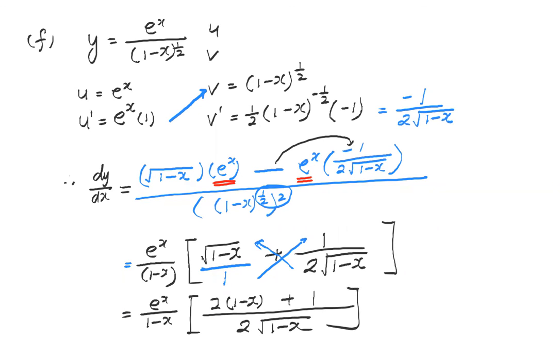So done. So you can simplify this as e to the power x. 2 plus 1 is 3 minus 2x. The whole thing divide by 1 minus x is at the bottom here, and 2 is at the bottom. Square root 1 minus x is at the bottom. So you write it this way, it's easier for you to simplify.